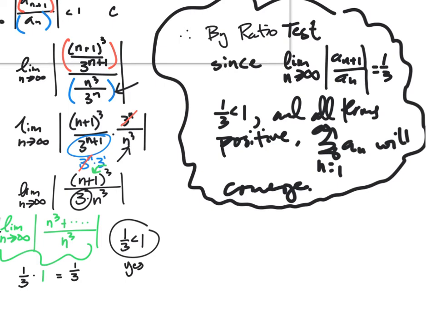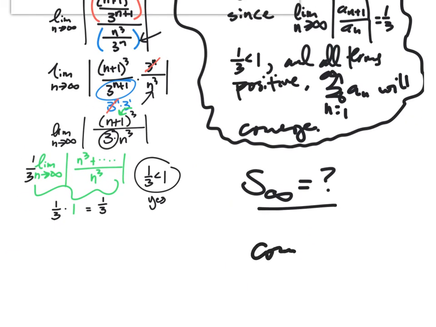Now, do we know what the sum will be? No, we still don't know what the sum is. We just know that it's convergent. That's all that this is doing for us. It's just telling us it's convergent. All right, let's move on.